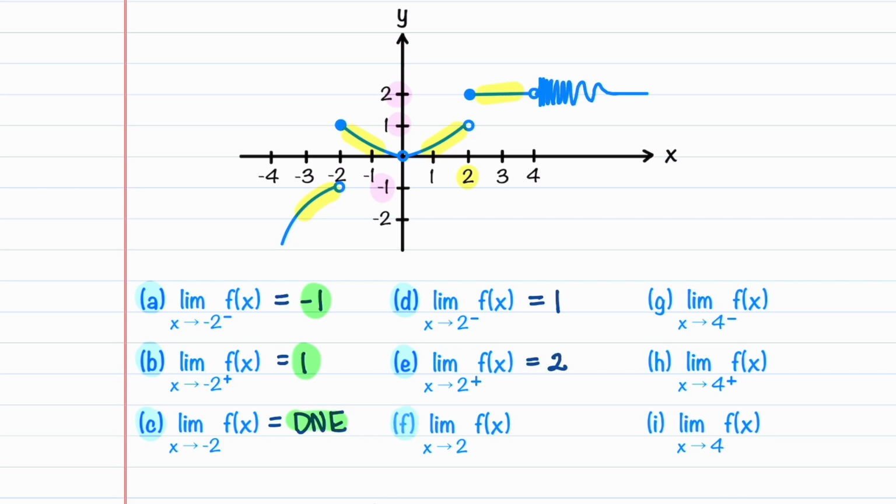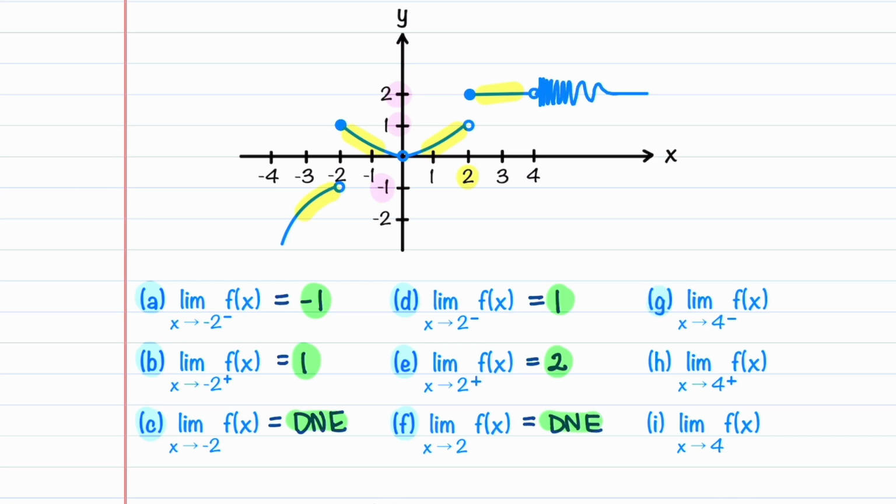For part F, we want to see what the limit as x approaches 2 is equal to. Notice that the left-hand limit and the right-hand limit are not equal, so we say that this limit does not exist. Hopefully you're getting the hang of this. Now let's look at our third set of examples.